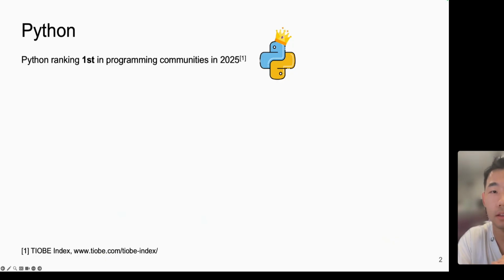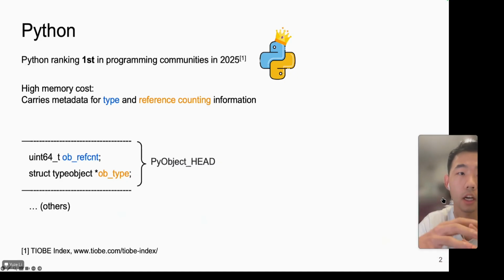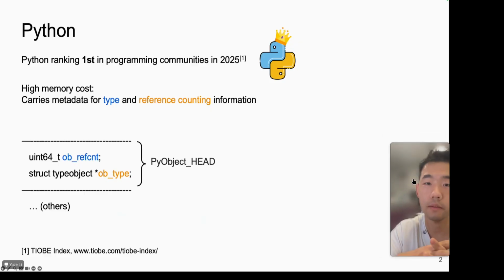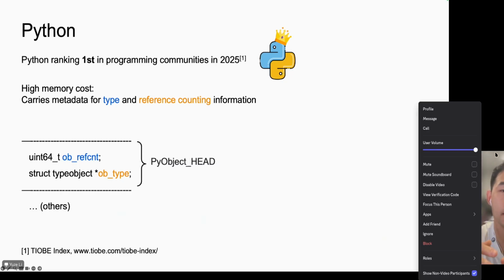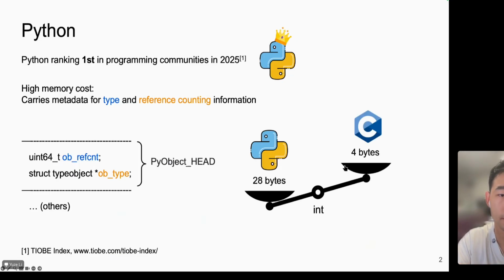Python is the world's most popular programming language. It's simple and has powerful libraries. But this simplicity comes with a hidden cost. It uses a lot of memory. Python virtual machine maintains metadata such as object type and reference counting information. A simple integer in Python can take up to 28 bytes, while only 4 bytes in native languages like C or C++.